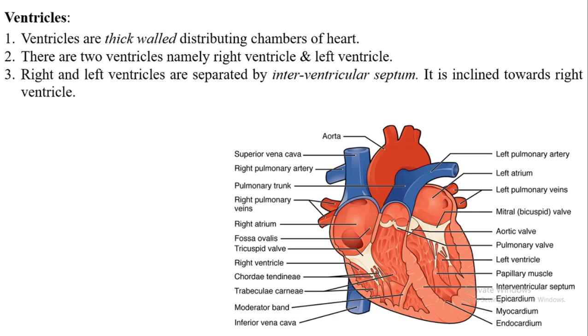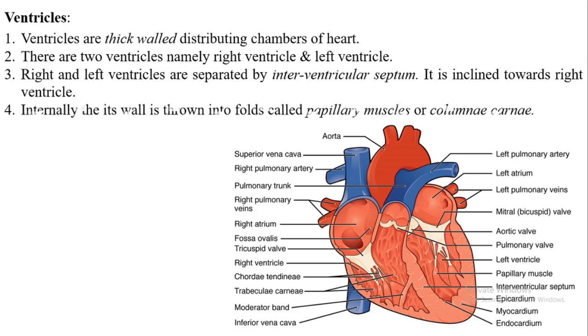Hence, the right ventricle is somewhat smaller than the left ventricle. Internally, the wall of the ventricle is thrown into many folds called papillary muscles or columnae carneae. In the figure, you can see the labeling of papillary muscle here. See here, this is a papillary muscle. Below the left ventricle labeling, here is another labeling of papillary muscle.